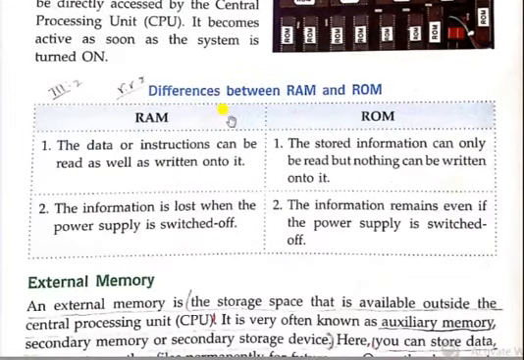Now the difference between RAM and ROM. In RAM, the data or instruction can be read as well as written onto it. So the computer can read and write again and again, whereas in ROM the stored information can only be read but nothing can be written onto it. Data once stored in ROM cannot be changed. Second point, in RAM the information is lost when the power supply is switched off. Data gets erased here. And in ROM, data will be stored permanently. I hope you understood the difference between RAM and ROM.